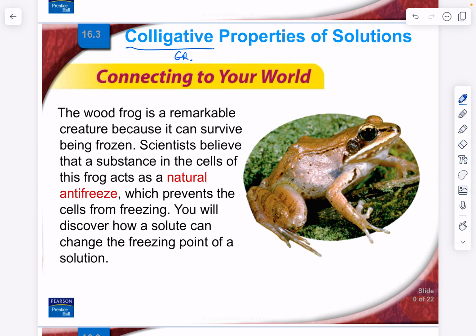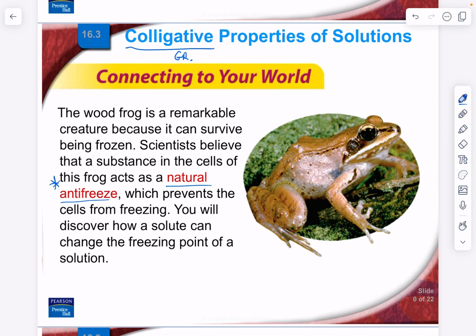Now, something else about this opening slide is that here we have these wood frogs that have natural antifreeze. In other words, they are able to survive in environments where the water is frozen. In fact, they can survive being frozen. How is that possible? Well, they don't get frozen solid because in the fluids of their body, they have a compound that is dissolved that acts as a natural antifreeze.